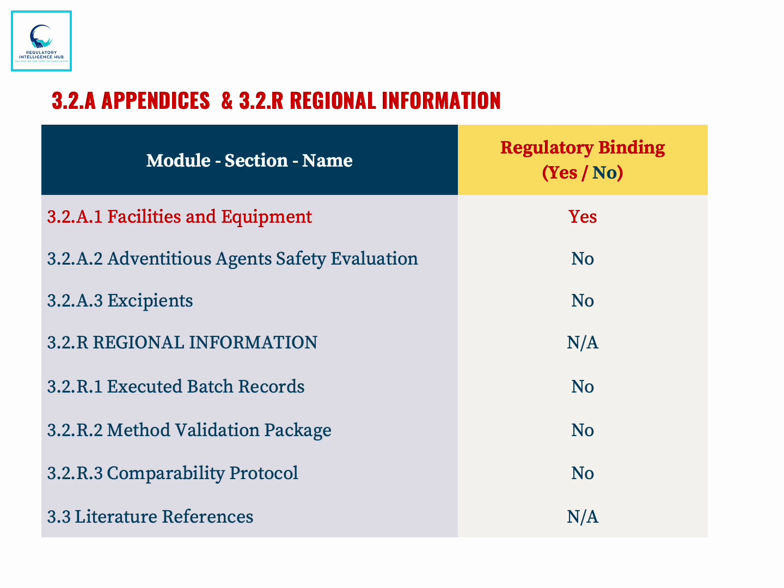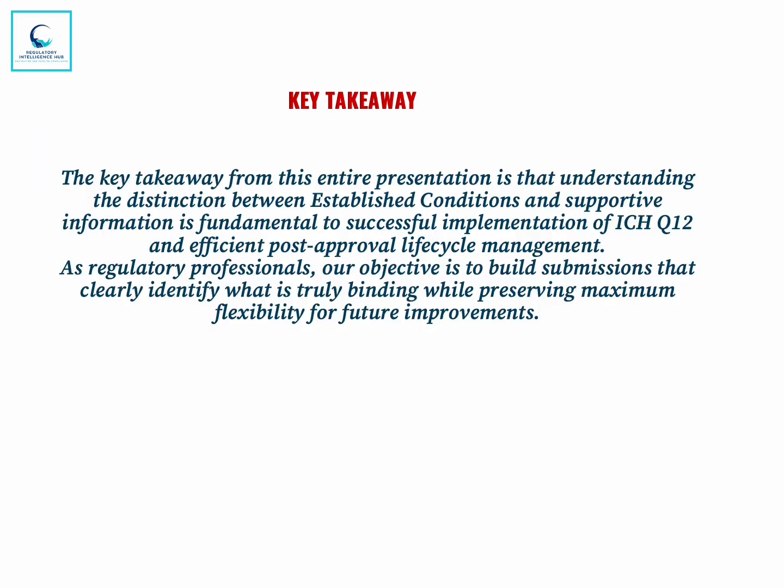Appendices and regional information. Appendices contain specialized information supporting product quality. Facilities and equipment may be considered binding because they relate directly to the approved manufacturing capability. However, adventitious agent evaluation, executed batch record, method validation package, and comparability protocol are generally supportive information. These documents provide evidence and justification but do not themselves become the established regulatory commitment.